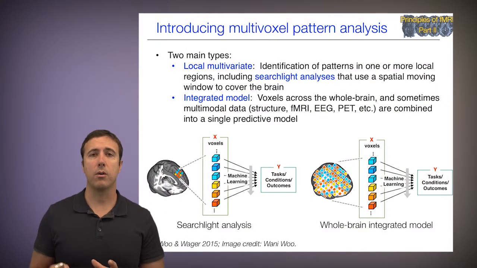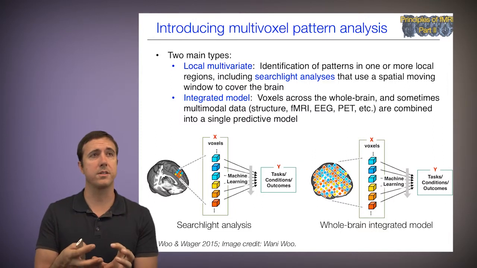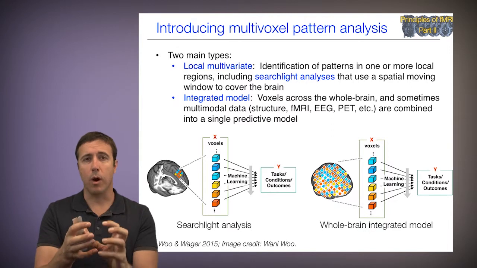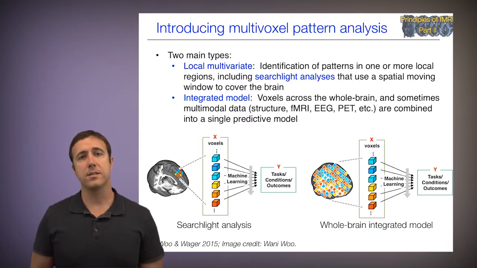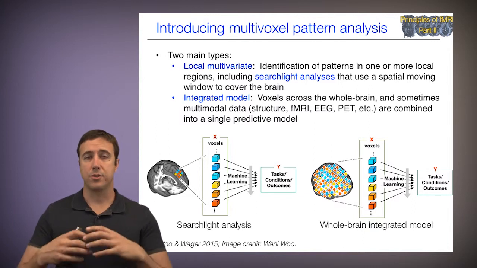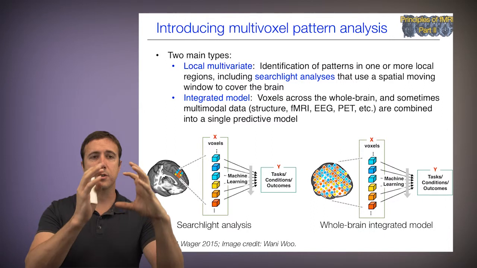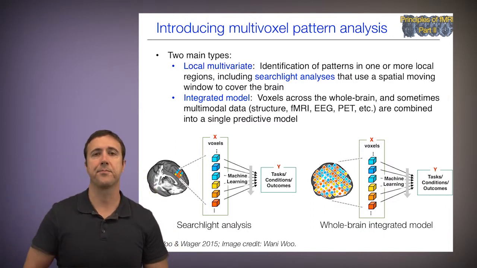There are two main types of multivoxel pattern analysis, and the first type I'll call local multivariate analysis. This means identification of patterns in one or more local regions, like a region of interest, and then looking at that region and asking, does V1 predict the outcome? Does V2 predict the outcome? This also includes so-called searchlight analyses that take a local region and a moving window, and run this predictive analysis everywhere in the brain.